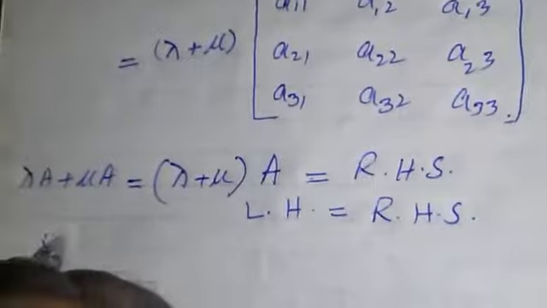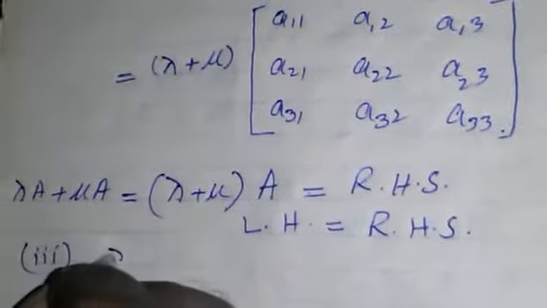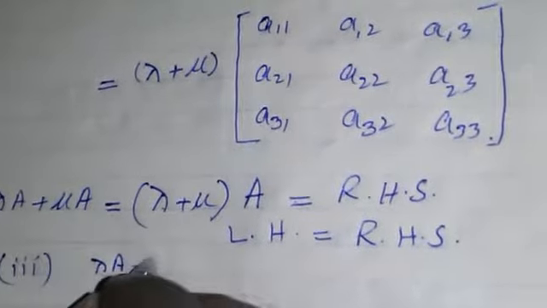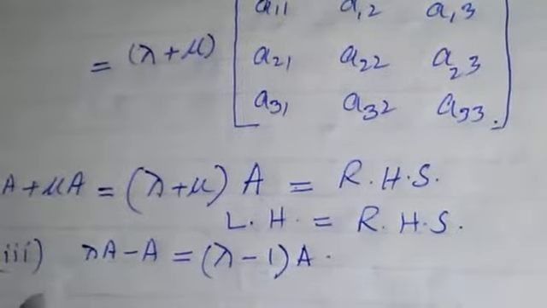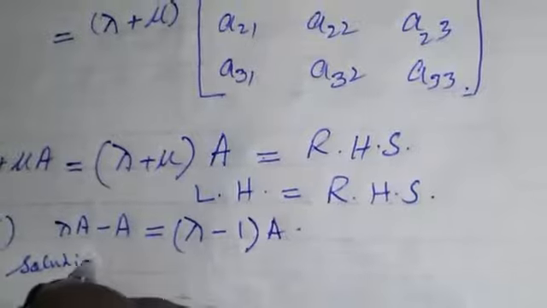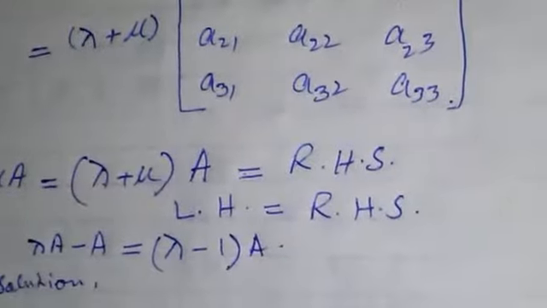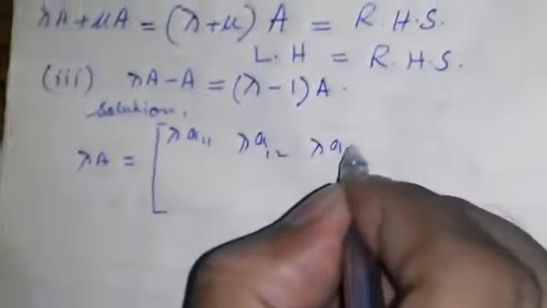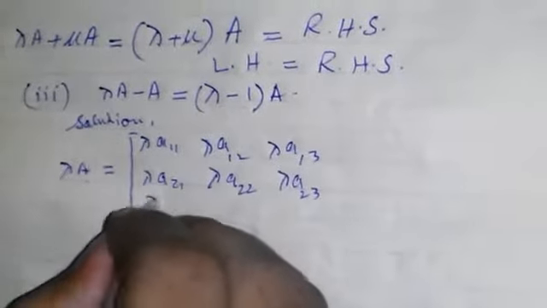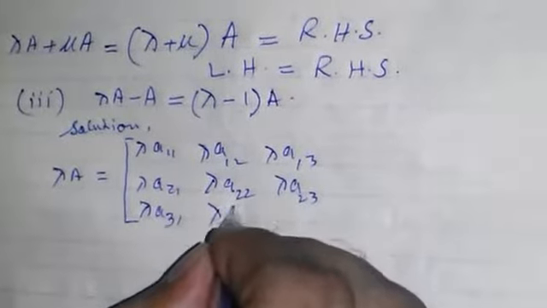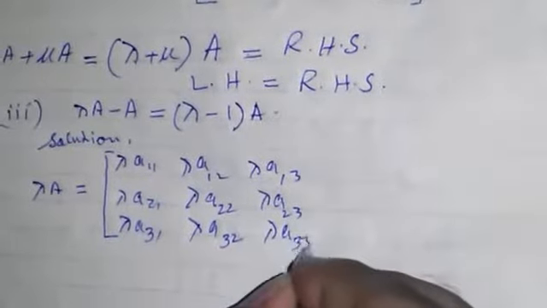Now its third part is lambda into A minus A is equal to lambda minus 1 into A. Its solution is given as we found in the last part: lambda A is equal to lambda A11, lambda A12 and lambda A13, similarly lambda A21, lambda A22 and lambda A23, lambda A31, lambda A32 and lambda A33.